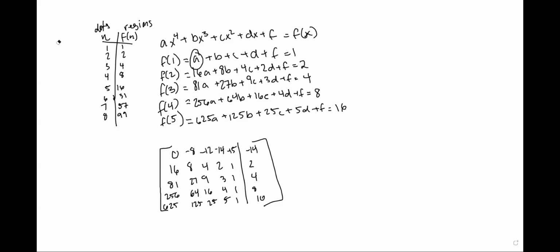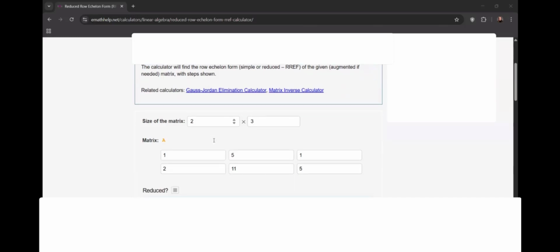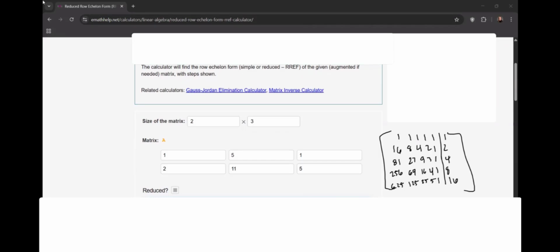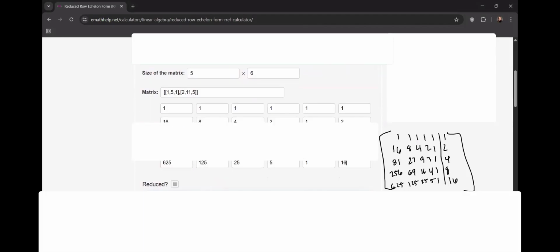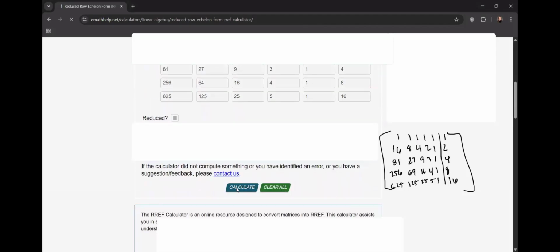For sake of time, there is technology out there that does that for us. So we want to get this into reduced row echelon form. We're going to use that same matrix that we had before. The size of the matrix here, we have rows and columns, so we have 5 rows and we have 6 columns. And then we're just going to put in the numbers that we had, and then we're going to click calculate.